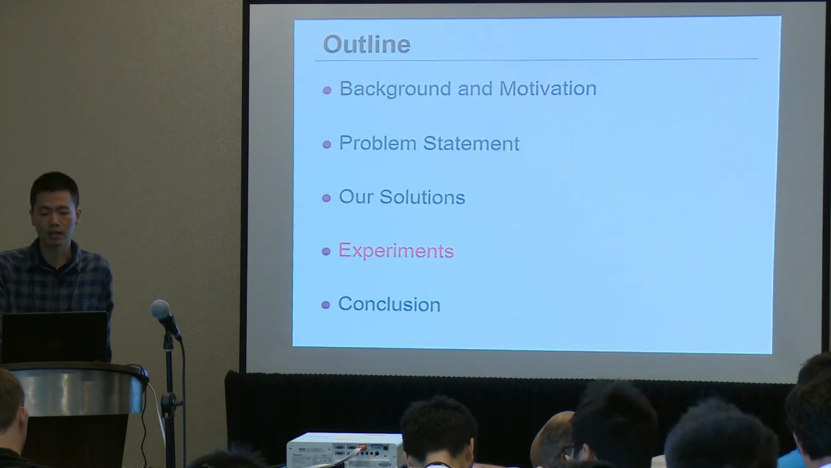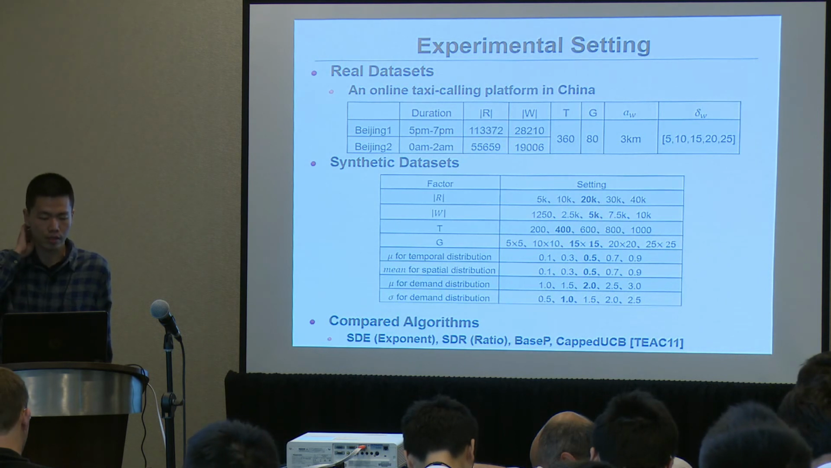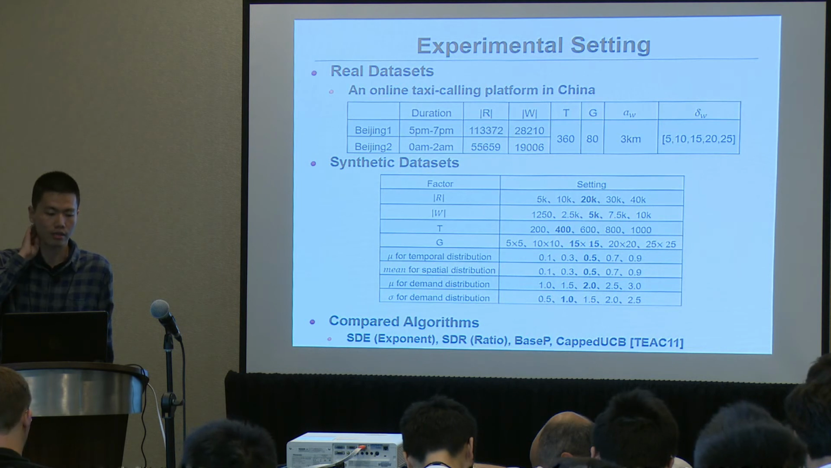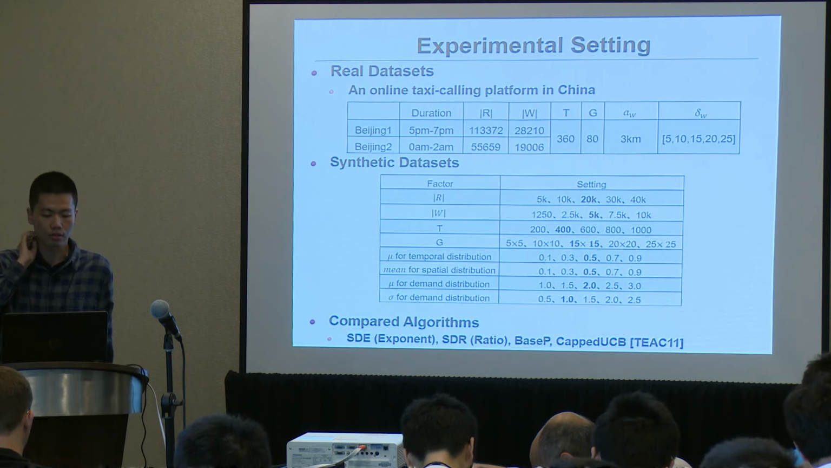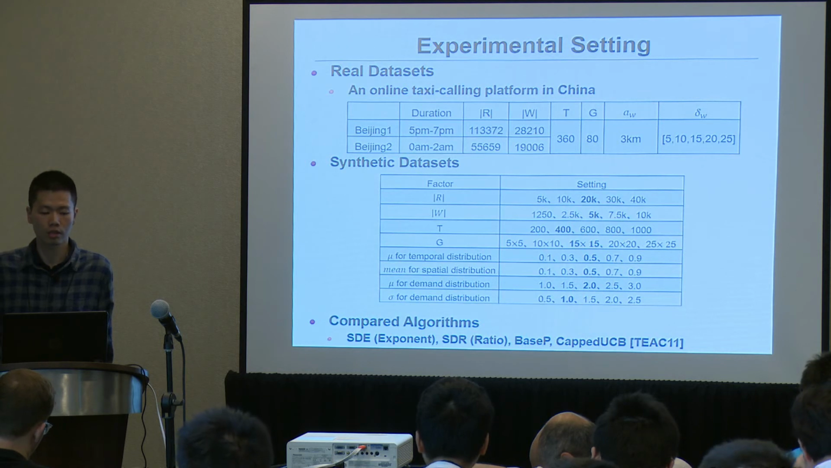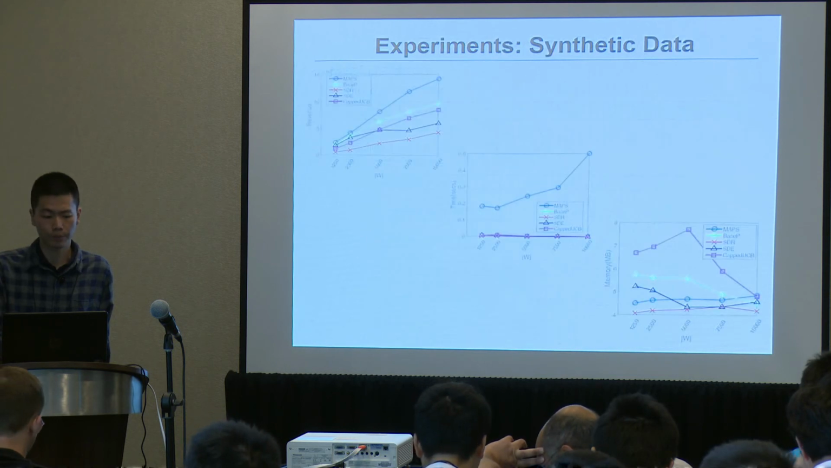We briefly present the evaluation results. We use real and synthetic data sets with settings shown in the table. The real data set is based on an online crowdsourcing platform in China. We compare 5 algorithms. SDE uses the supply and demand in exponents. SDR uses the ratio of supply and demand. BaseP is a strategy where we always stick to the base price. And CappedUCB is a strategy designed for one grid with limited supply.